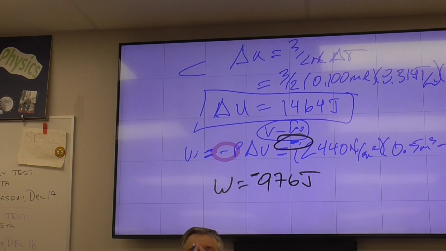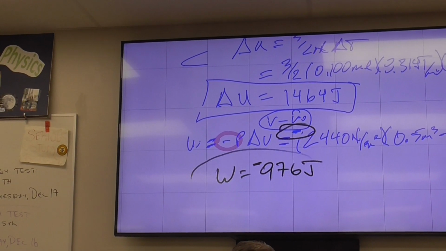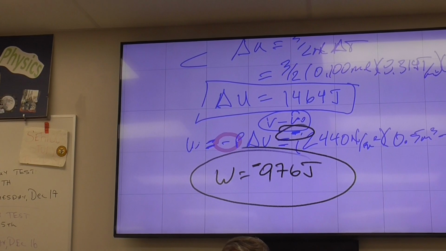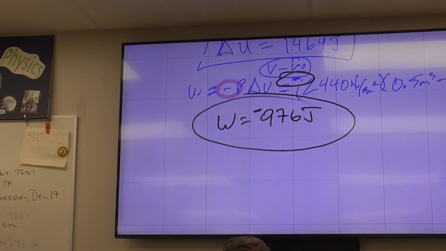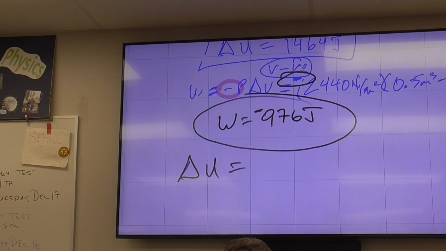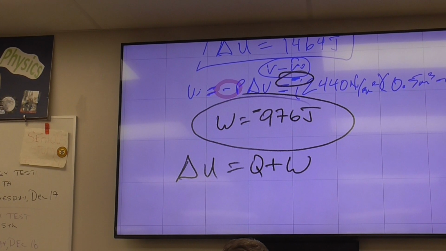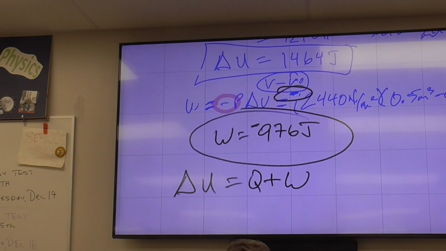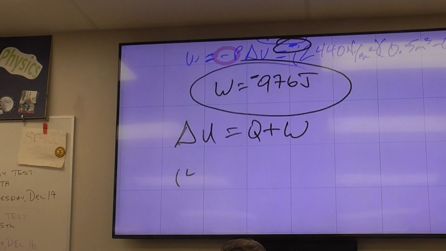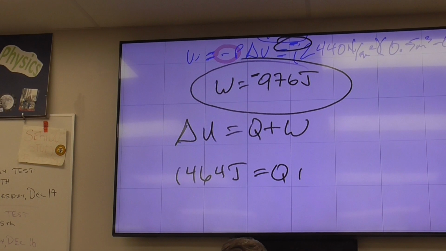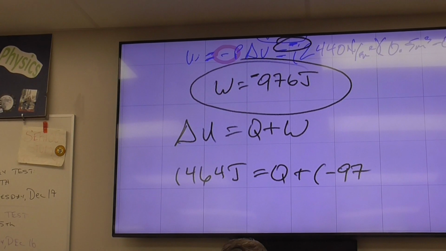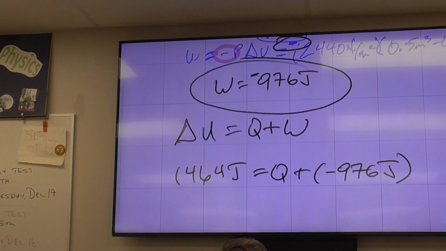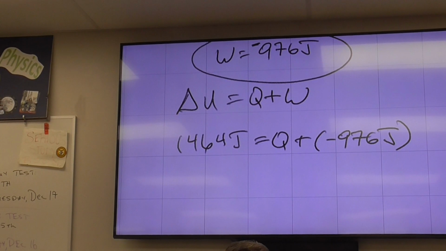Now, here's where this all fits together. We know the work value, negative 976. So you also know that delta U equals Q plus W. We found the delta U value, 1464 joules, and my work value is negative 976. So how can we find the value of Q?